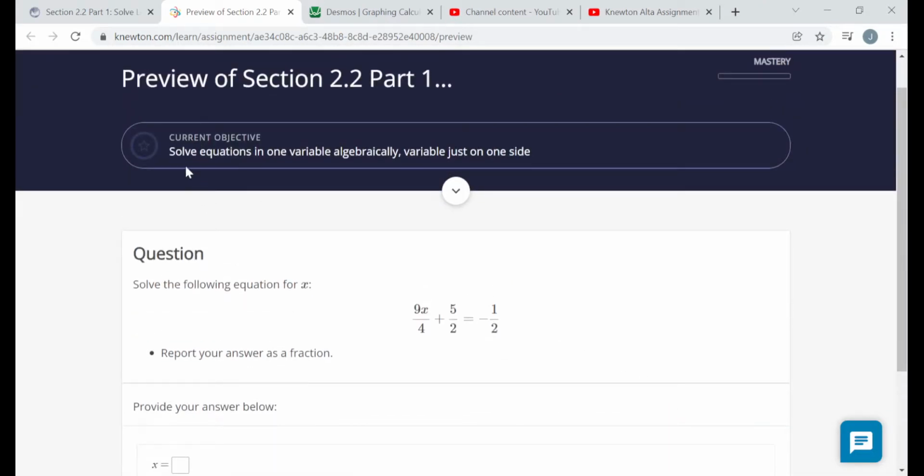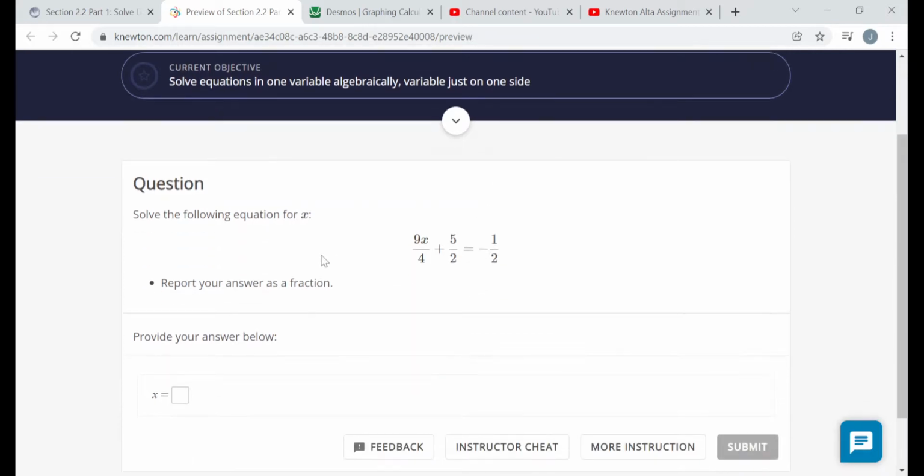Now the first question here is on the objective, solve equations in one variable algebraically, variable just on one side. We're asked to solve the following equation for x, and report your answer as a fraction. When they say solve an equation, that just means you're trying to find the values, the numbers you can replace the variable with to make a statement true, to make the left side equal to the right side, make them be the same number.